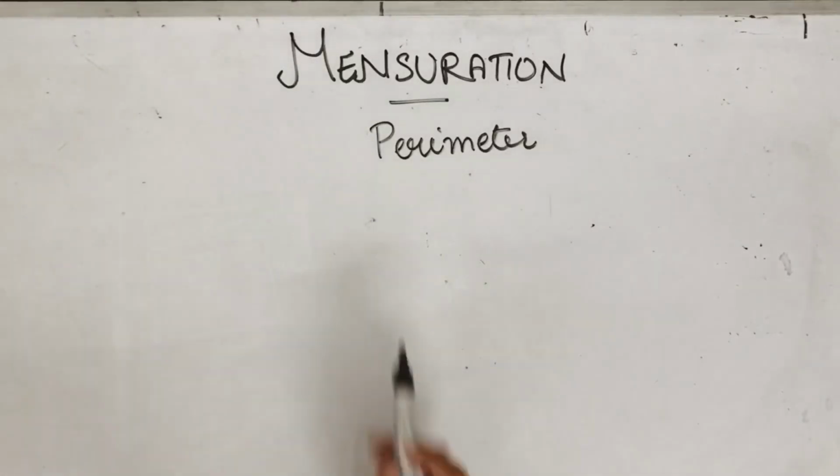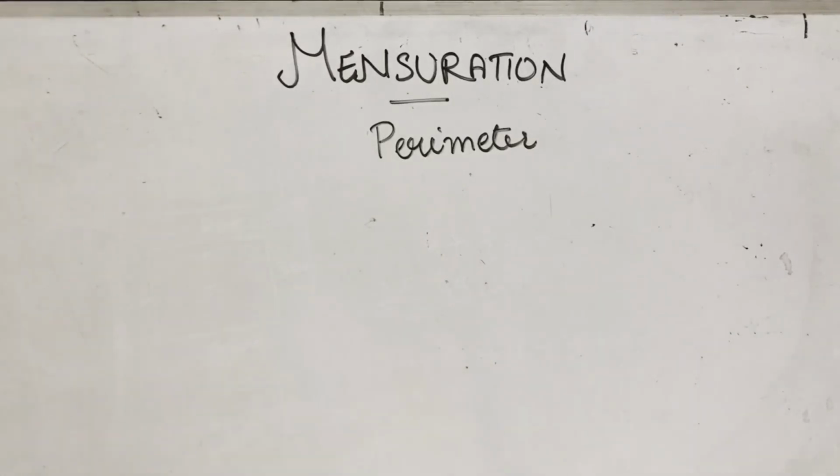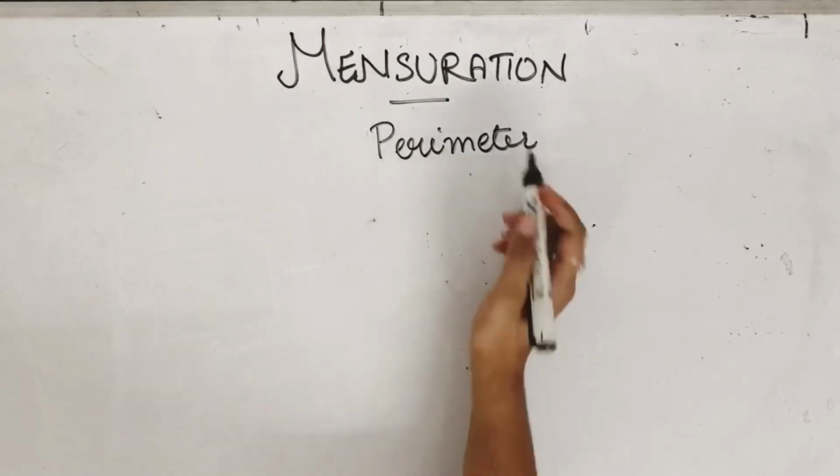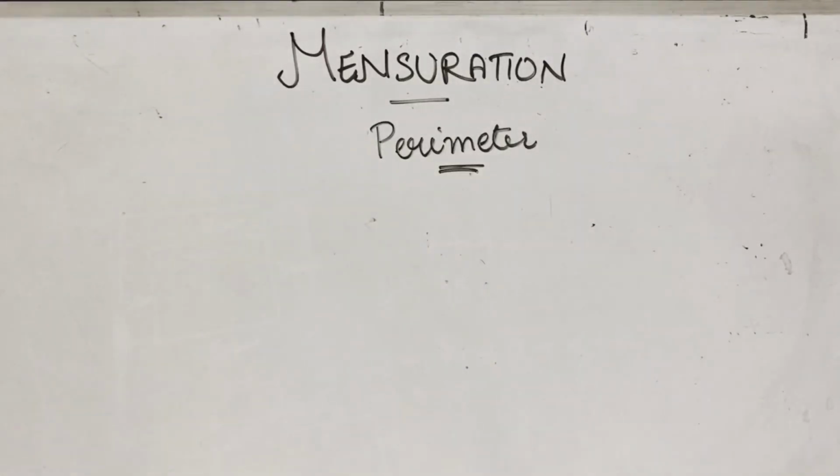So next chapter is mensuration. In this chapter we'll learn to find out area and perimeters for various figures. So first topic is perimeter. Now what is perimeter? Perimeter is the distance along the boundary of a closed figure.